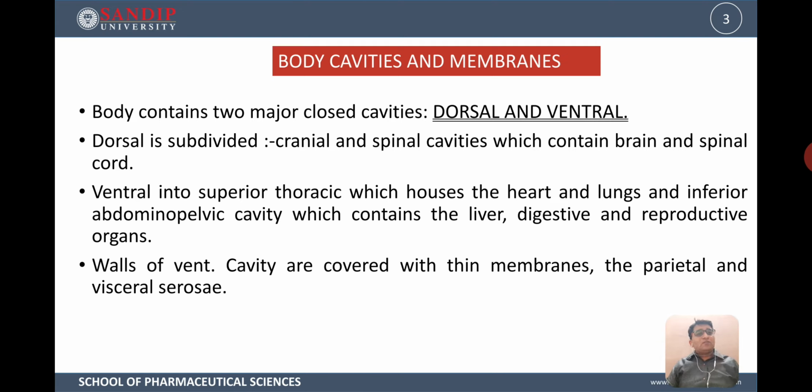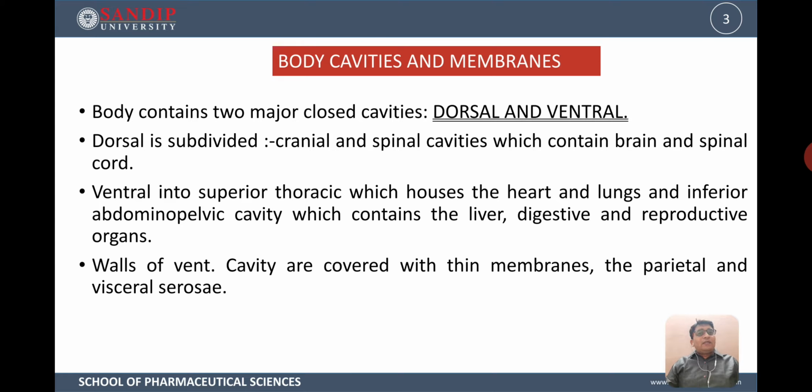For example, we can take the example of balloons. To the balloons there are some covers. So whatever the covering of the balloons is, those types of membranes are there, and basically those particular membranes are the parietal and the visceral serosa. I again repeat, this is the most important part.